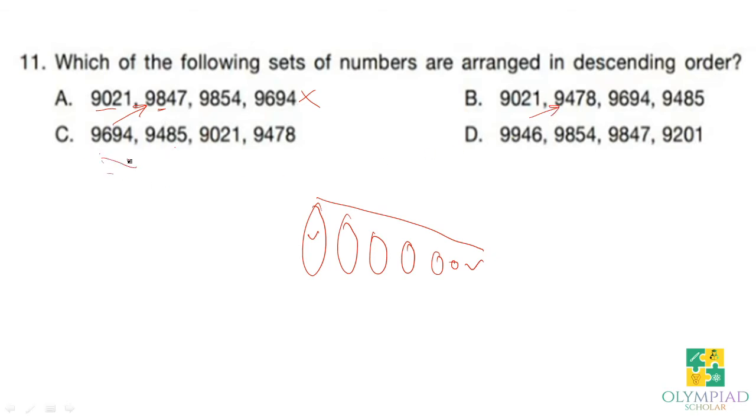9694. It is decreasing for the second digit, and 94 to 90, again decreasing, but after 90 it shows 94, so it is increasing. So this is not a proper sequence. And if you check the last option, this is 9946, 9800. So it is decreasing. 9854 to 47, again it is decreasing. 47 to 01, again it is decreasing. So option D has to be the correct answer.